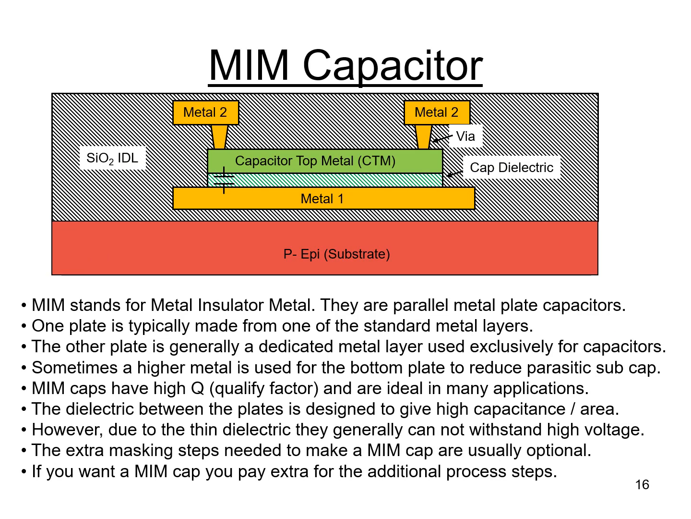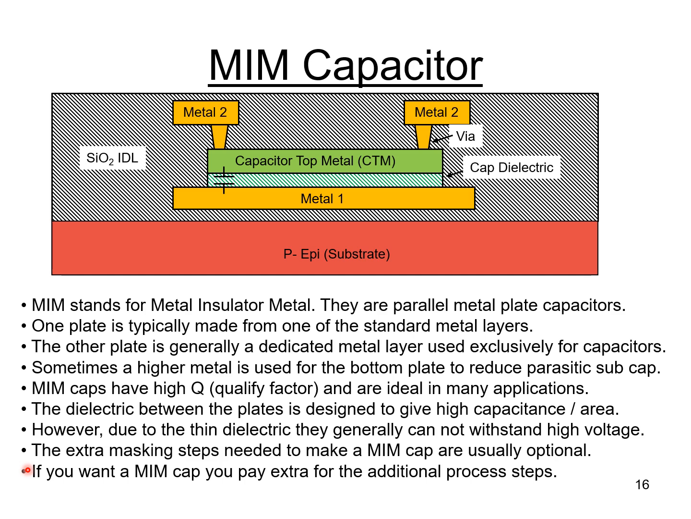This next device is a MIM capacitor. Now MIM stands for metal insulator metal, and this type of capacitor is a parallel plate capacitor. One plate is made from one of the standard metal layers, and the other plate is generally a dedicated metal layer used exclusively for the capacitor.